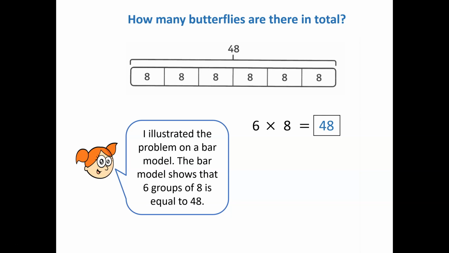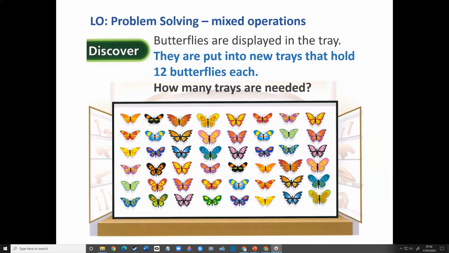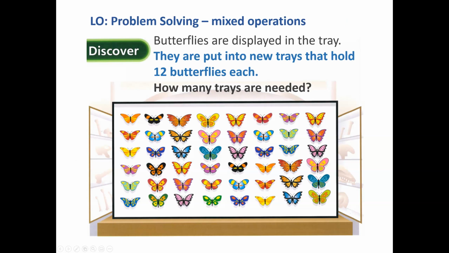The bar model can represent multiplication and division calculations. We can see that 48 divided into 6 equal groups is equal to 8. Similarly, we can see that 48 divided into groups of 8 is equal to 6. Let's move on to the next step to solve our problem.